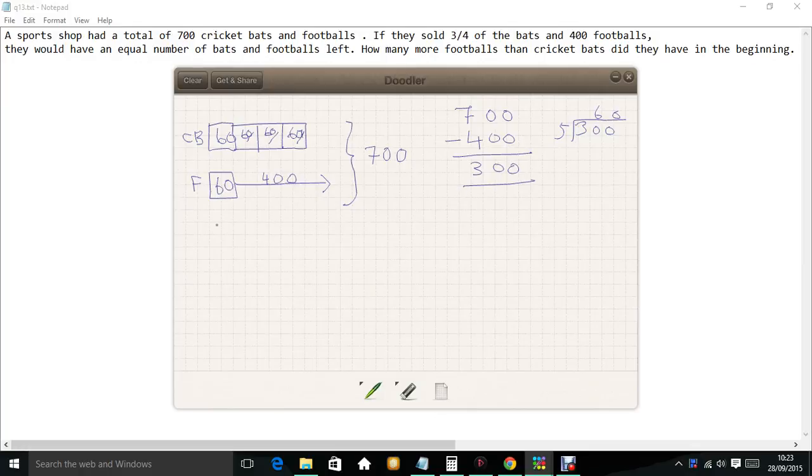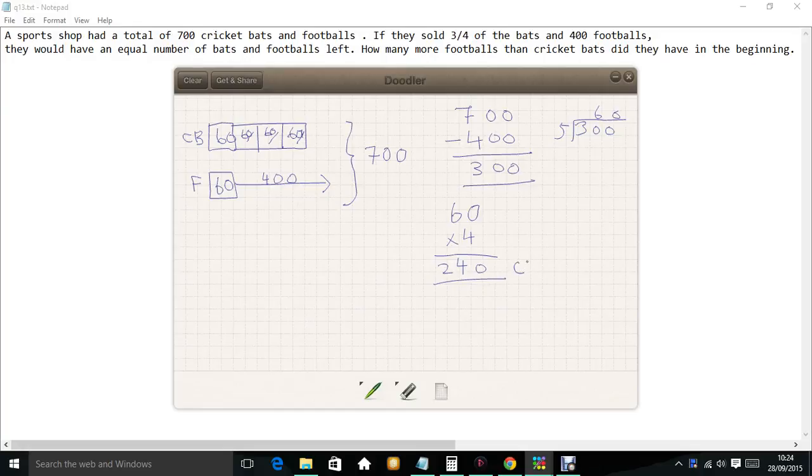Now, we've done quite a lot of calculating. Let's go back and look at what the question's actually asking us. How many more footballs than cricket bats did they have in the beginning? So what did they have in the beginning? Cricket bats, there were 1, 2, 3, 4 portions of 60. So we need 60 times 4. That gives us 240.